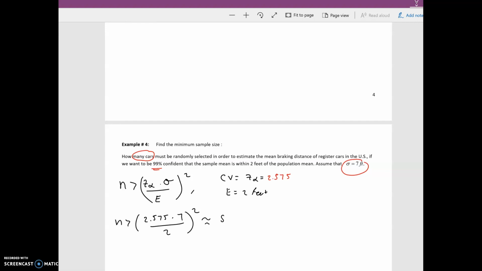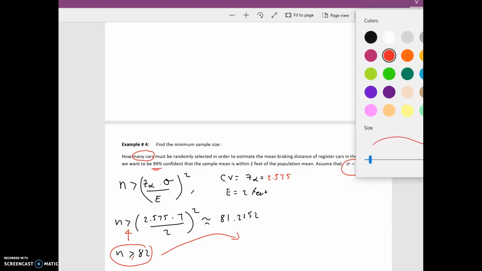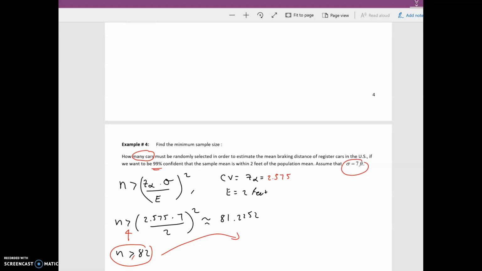So I'm getting 81.2252, which, since you technically have a statement that it's greater, you're going to round to the next integer up. So you're going to say that n is greater than technically 82. Now, this particular answer is going to be expressed as follows. We're going to need at least 82 or more. It's technically a greater than or equal at that point. Samples to create a 99% confidence interval.